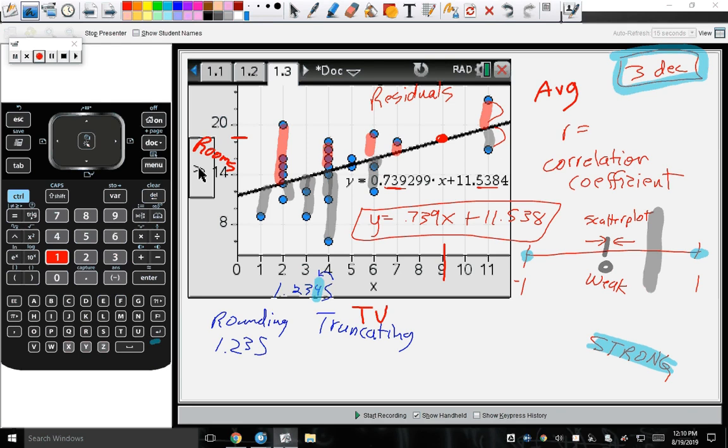Truncating is like you just cut it off. Wherever you see 3 numbers, cut it off and only write that. Don't even look at the 5. You with me? Truncating means cut it off. Rounding means look at the next number and round up. How close are these away from each other? They're 1/1000th of a point away.